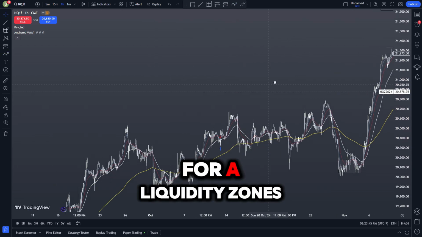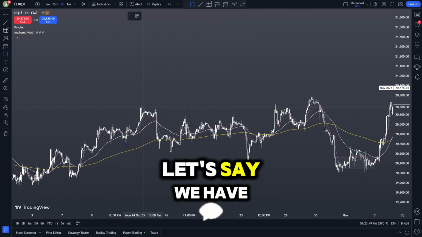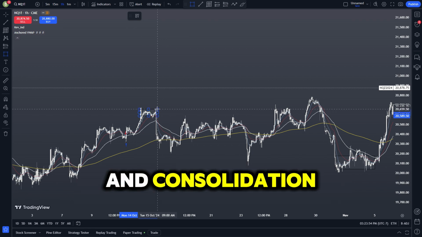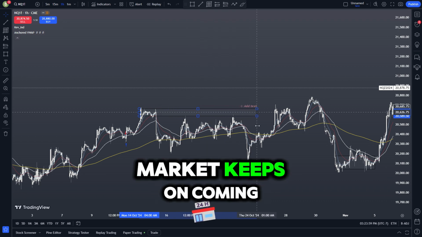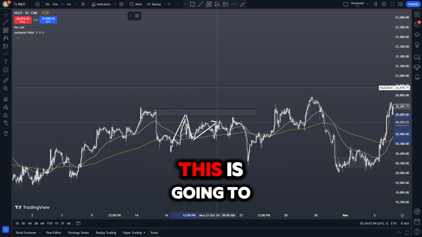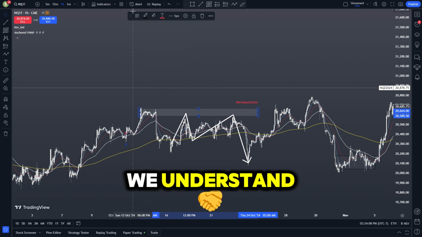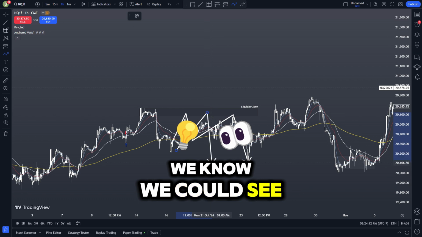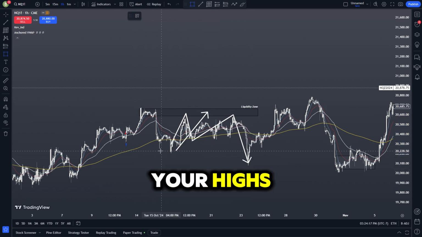So when we're looking for our liquidity zones, we basically want to mark out something like this. Let's say we have these highs up here and this concentrated consolidation. We're going to mark out everything. And as we notice, the market keeps coming back up to it and rejecting off of it. This is going to turn into our liquidity zone. It's a zone where we understand that when the market pushes back into it, we could see potential rejection. And these liquidity zones are always going to be at your highs and at your lows.